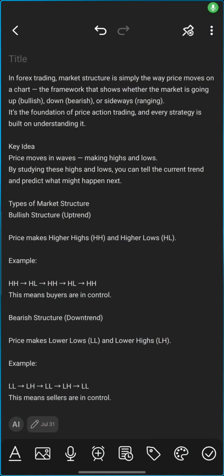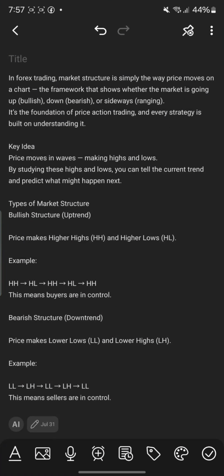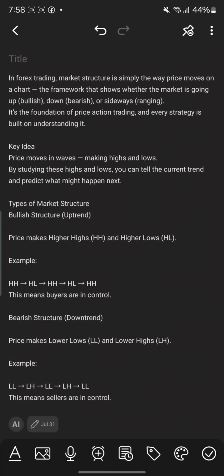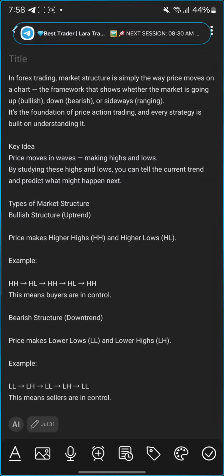Alright guys, in this video I want to quickly talk about market structure. Now market structure, the reason why you need to know it is that it doesn't apply only to forex. You can use it for any financial market, whether you trade crypto, stocks, futures, whatever you trade. Market structure is very important. So that's why as a trader you must understand market structure.